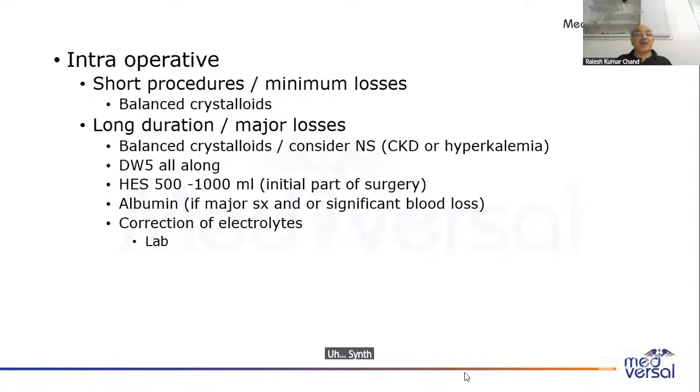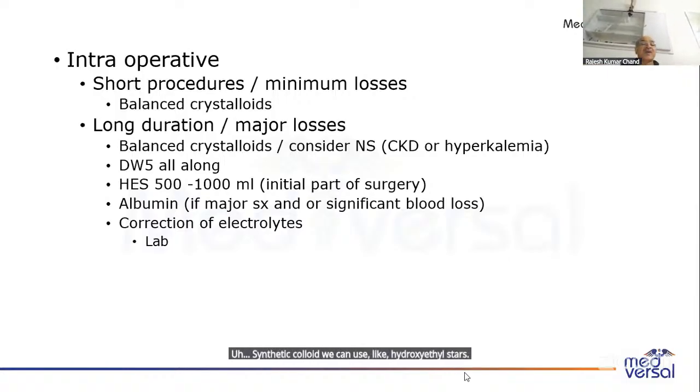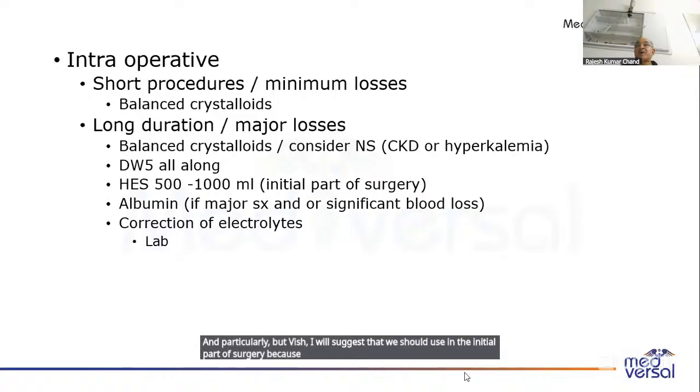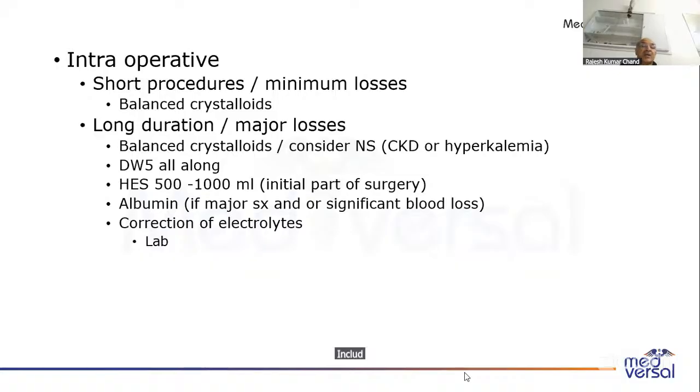Synthetic colloid we can use, like hydroxyethyl starch, 500 to 1000 ml, depending on the patient's height and weight. But I will suggest that we should use it in the initial part of surgery, because in the later part of surgery or in ICU, once the stress of surgery and inflammation kicks in, there is a change in capillary permeability, and all these colloids, including hydroxyethyl starch and albumin, will lose their volume effect.